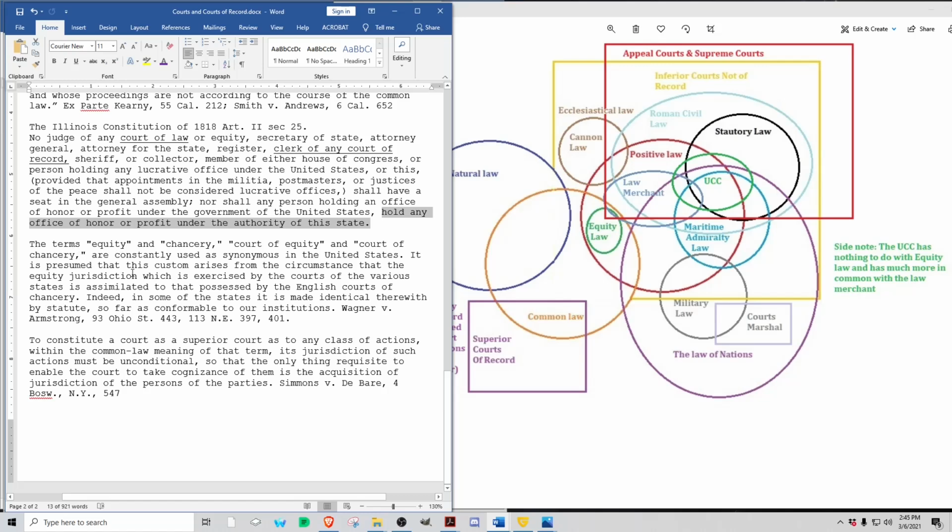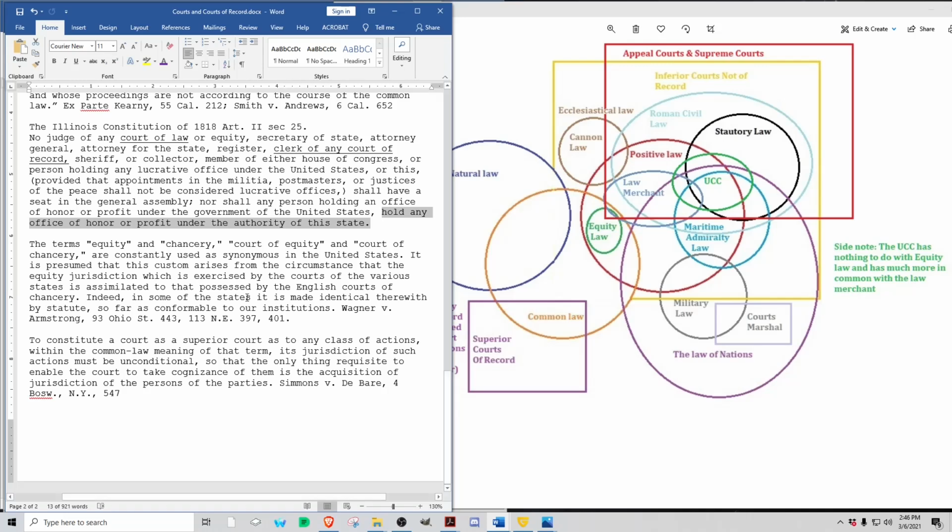The terms equity and chancery, court of equity, and courts of chancery are consistently used as synonymous in the United States. It is presumed that this custom arises from the circumstances that the equity jurisdiction, which is exercised by the courts of the various states, is assimilated to that possessed by English courts of chancery, which we already covered. So you can see how they all come together. We take all of these things, all of these terms from England, okay? So that's why it's important to know your history here.